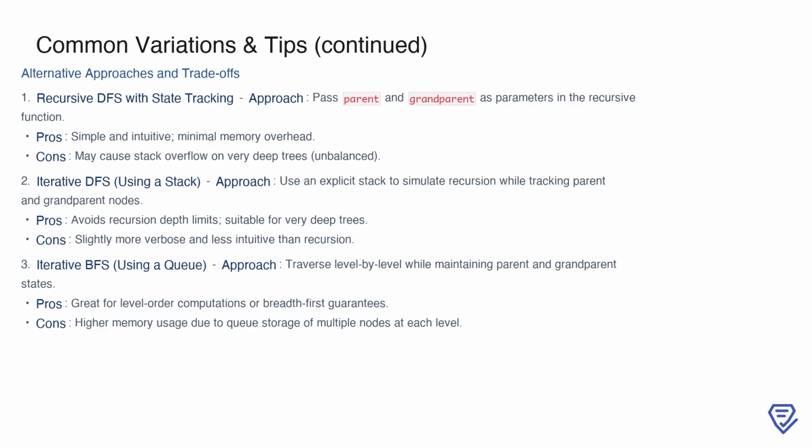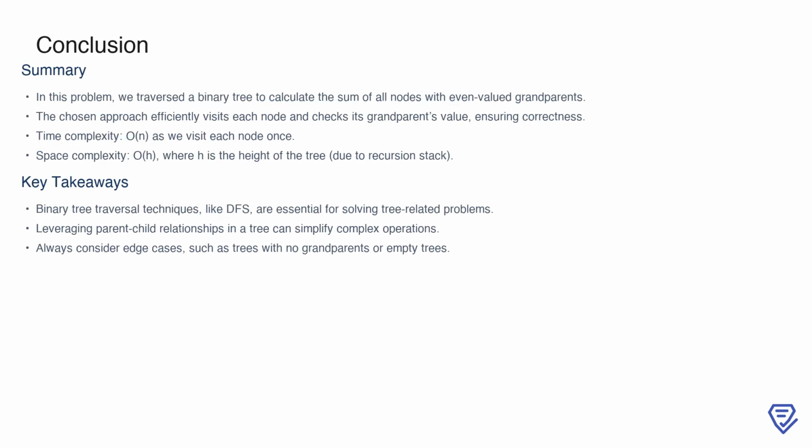Finally, iterative BFS with a queue is another viable approach, especially when level order traversal is required. While it ensures breadth-first guarantees, it tends to use more memory compared to DFS due to the queue storage of multiple nodes at each level. Each method has its pros and cons, and the best choice depends on the specific constraints and requirements of the problem you're solving.